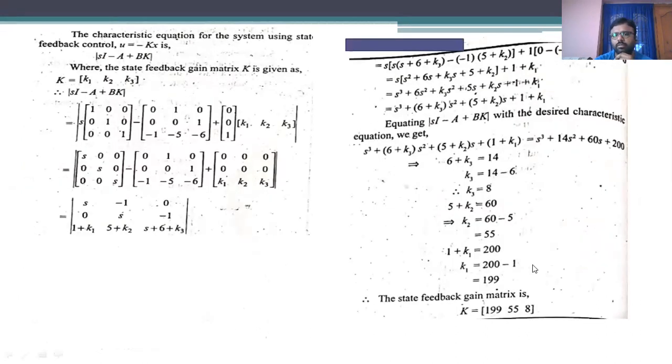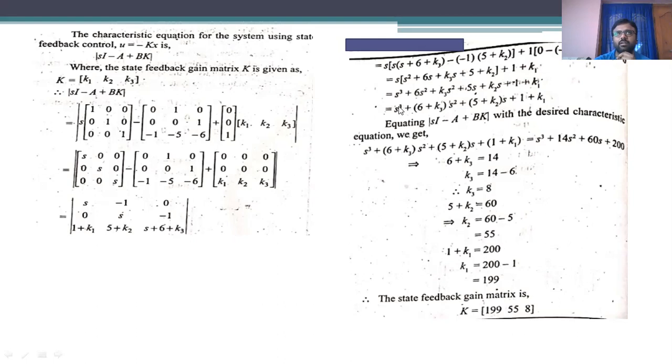So this is the characteristic equation we obtain from the determinant of this matrix. We have S cube plus (6 plus K3) into S square plus (5 plus K2) into S plus (1 plus K1). So this is the characteristic equation which is obtained with the expression SI minus A plus B into K.